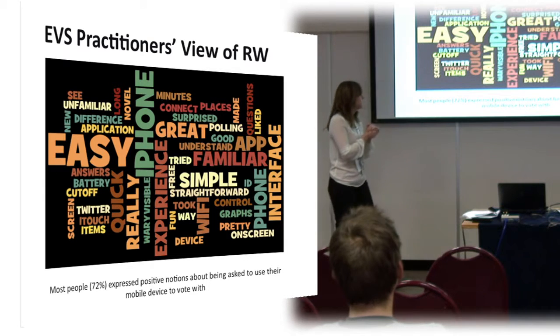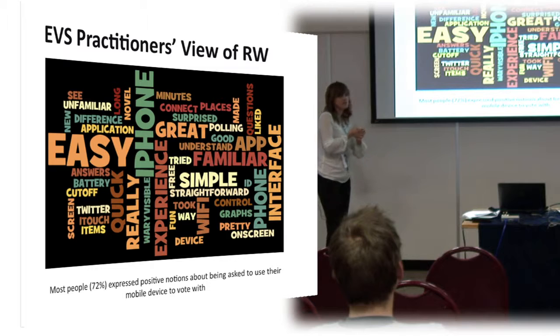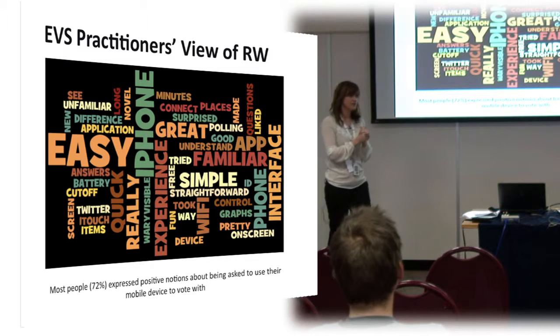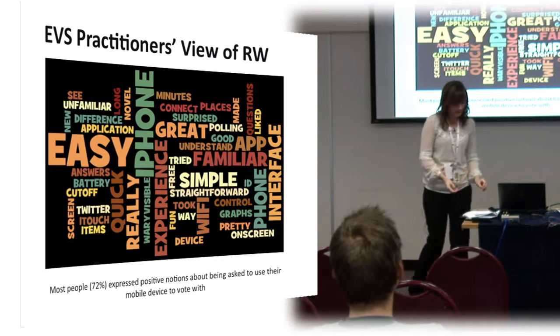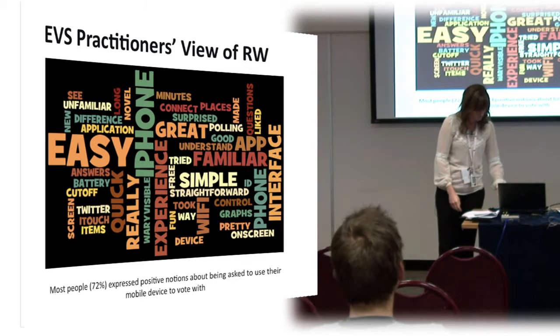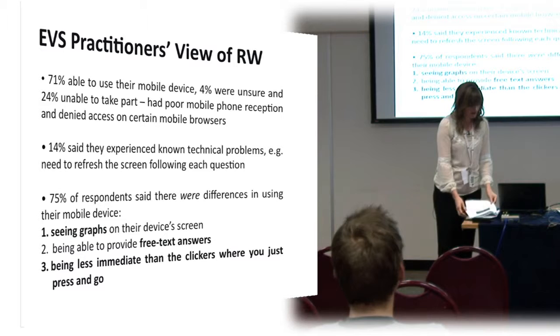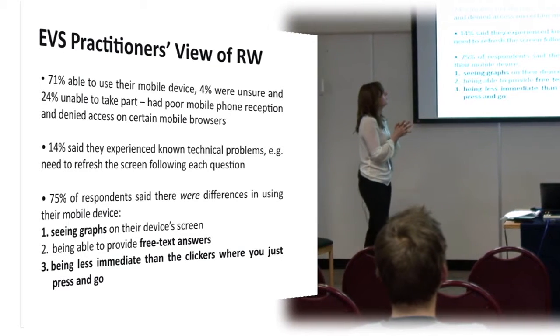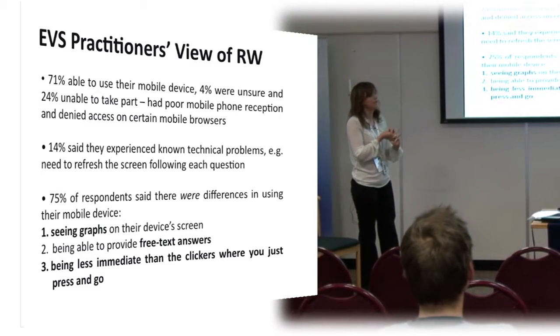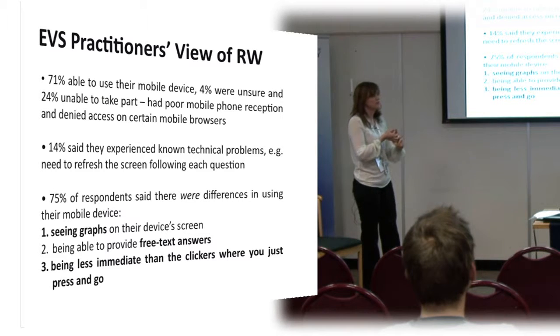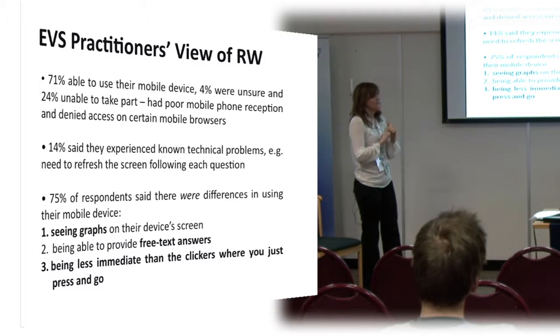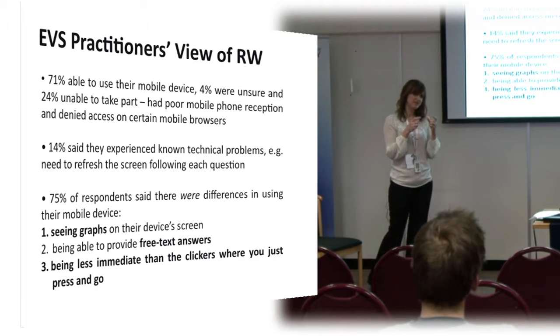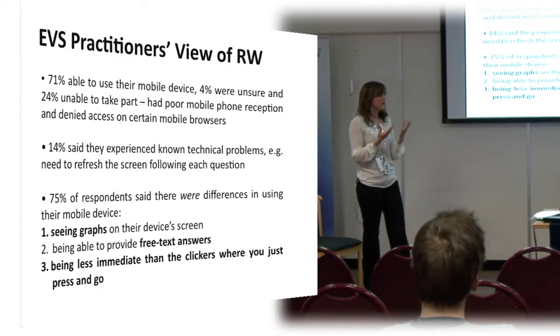Most people, 72%, expressed positive notions about being asked to use their mobile device to vote with. So that was good. And there's a bit more about that here. We found that 71% of people were able to use their mobile device, 4% weren't quite sure, and 24% were completely unable to take part. And this was down to things like they didn't have a very good mobile phone reception. Some of them had weird security certificate issues, which we couldn't quite understand.